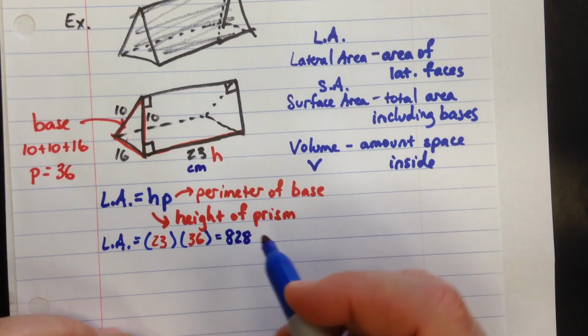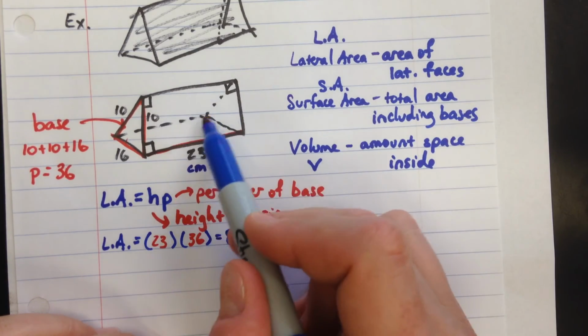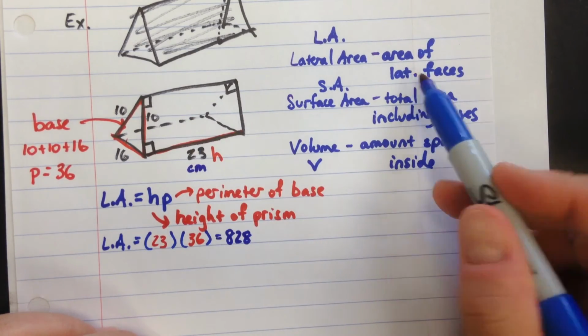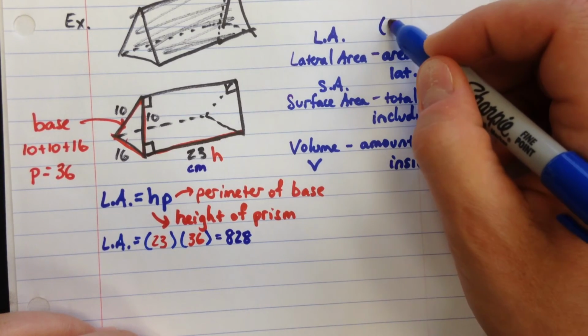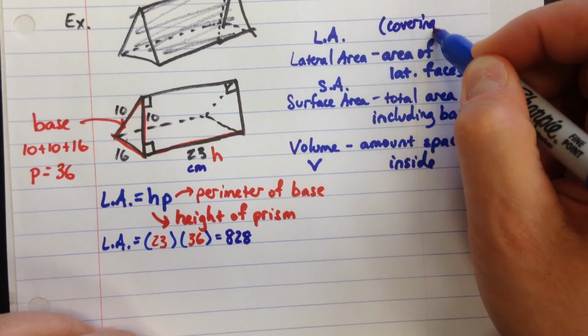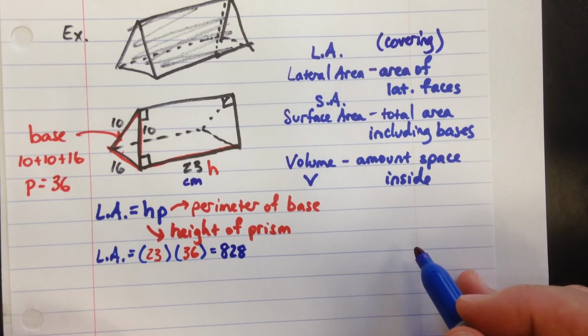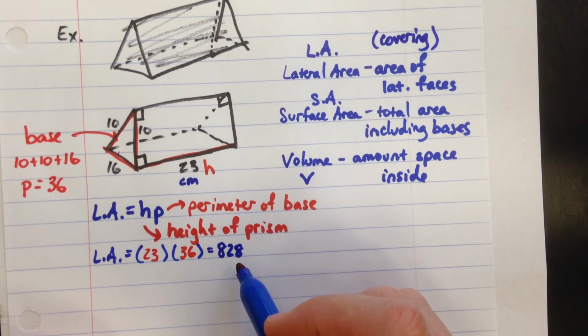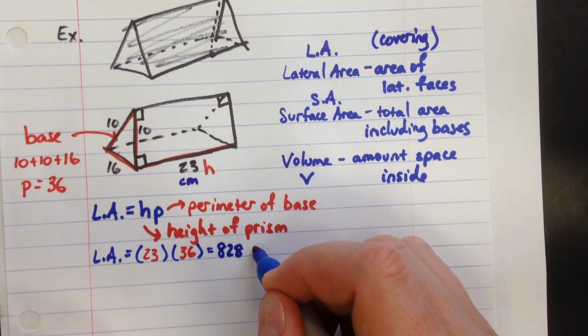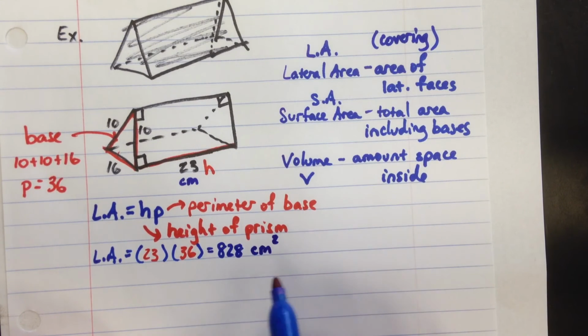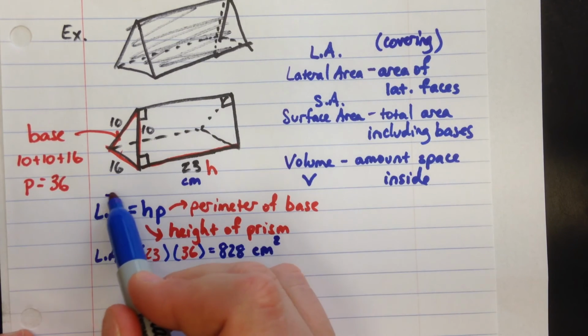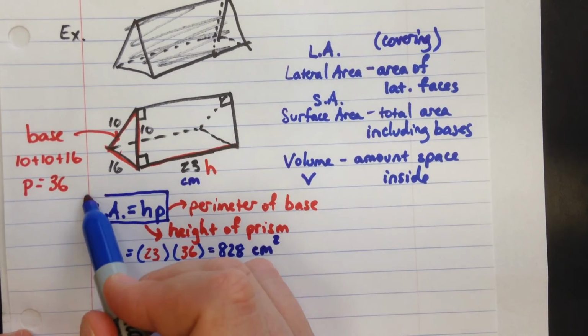So when you write down area, area is the amount of covering. Volume is the space inside, area is the covering. So 828, that's going to be centimeters squared. When you cover something, area is always two-dimensional, so it's the unit of measurement squared, 828. Okay, so there's lateral area.